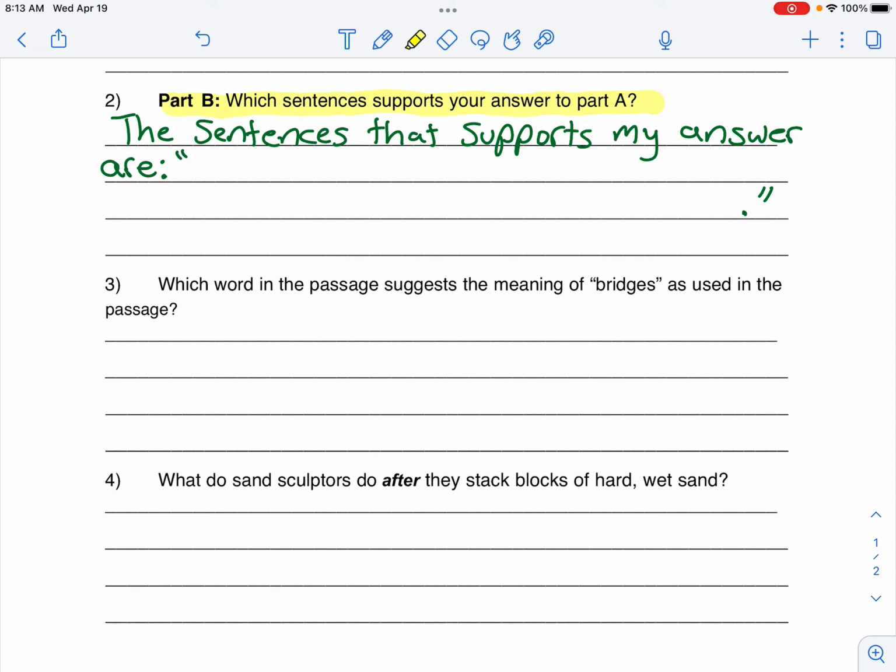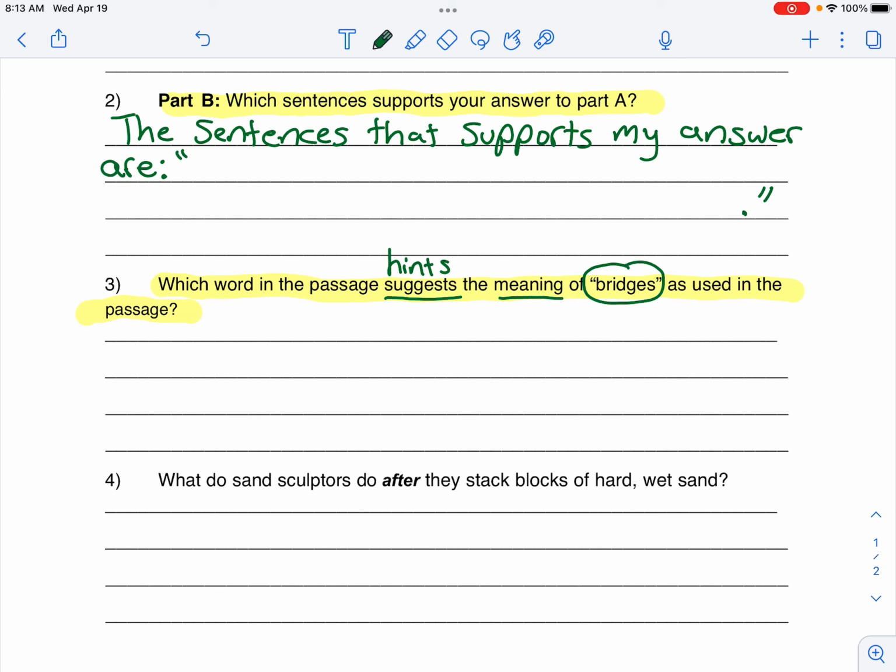Okay, question number 3 says, which word in the passage suggests the meaning of bridges as used in the passage? What does the word suggest mean? That's right. Suggests is just a fancy word for hint, like when we get a hint. Say your teacher asks you a question and you're not really sure, your teacher will give you a hint to help you answer it. That's what suggests means. The meaning of bridges.